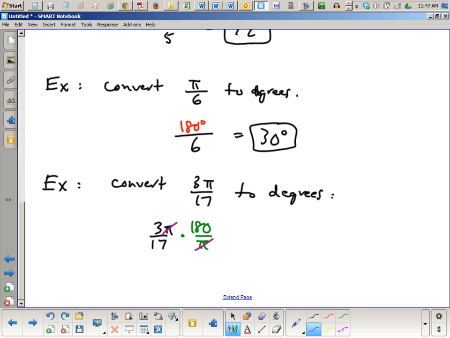So let's try that. What's 3 times 180 divided by 17, I meant, not pi. This means 31.7647 degrees. So since we're so used to thinking in degrees, if you're given a radian measure, you can just multiply by 180 over pi, and that will help you decide what it means.